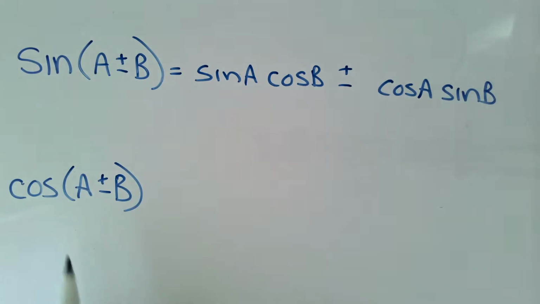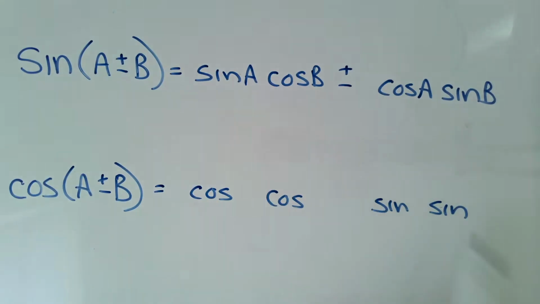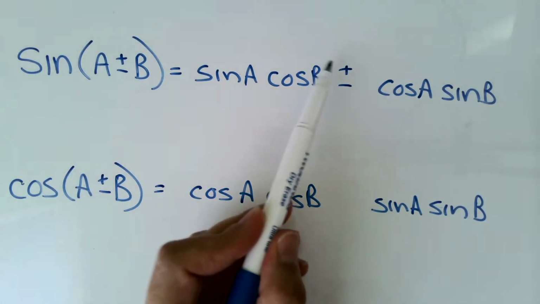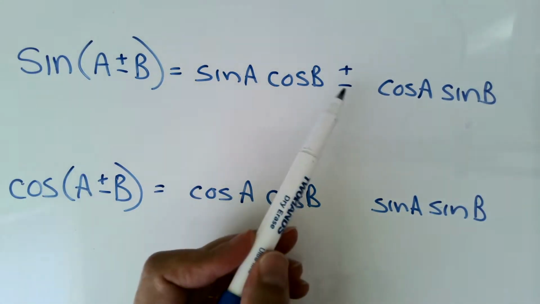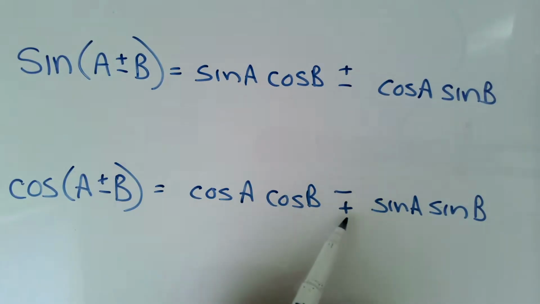Now let's look at how it's different for the cosine formula. So your start looks like this. Cosine, cosine, sine, sine. Okay, now for the angles, same thing, AB, AB. Now, unlike the sine formula, where addition led to addition and subtraction led to subtraction, cosine is the opposite. Plus minus here, minus plus here.